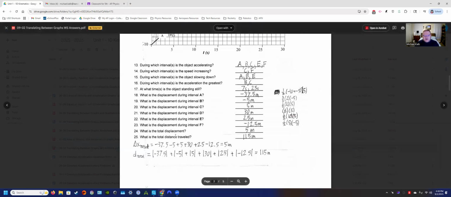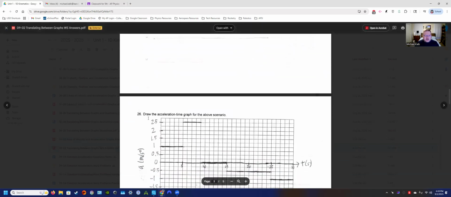And to find the total distance traveled, that's the absolute value of -37.5 plus the absolute value of -5 plus the absolute value of 5, since it's covering more ground even when it's moving backwards, plus the absolute value of 30, plus the absolute value of 25, plus the absolute value of -12.5, which is 115 meters. So the object only finishes 5 meters ahead of where it started, but it moves a total distance of 115 meters.